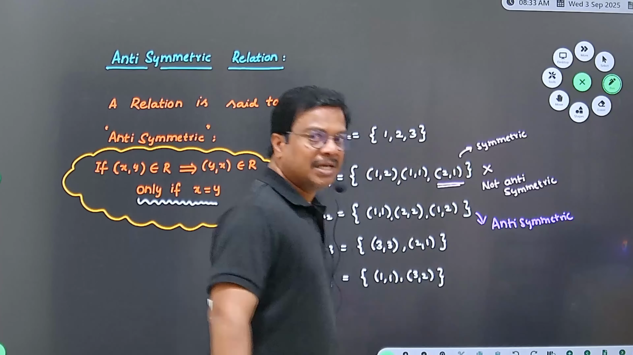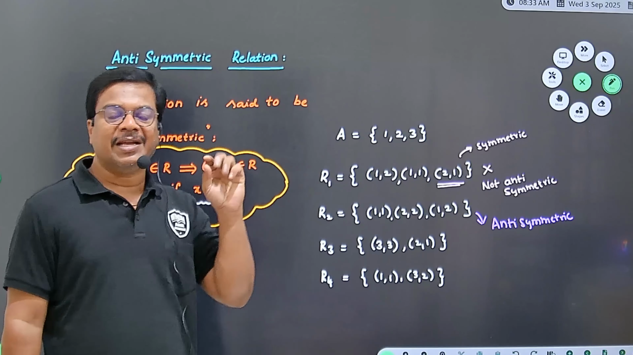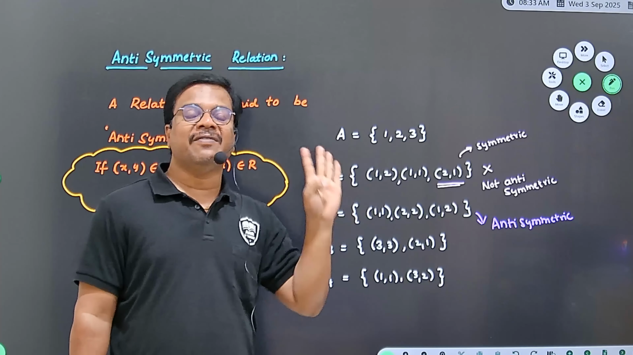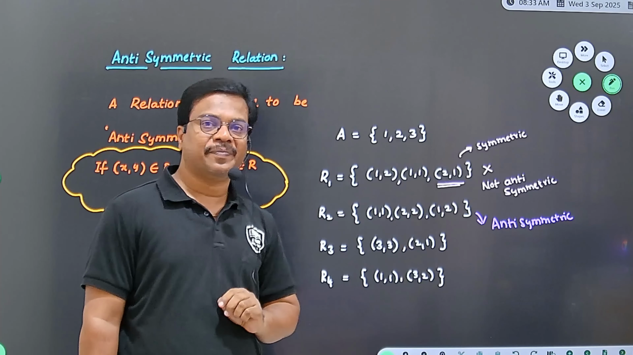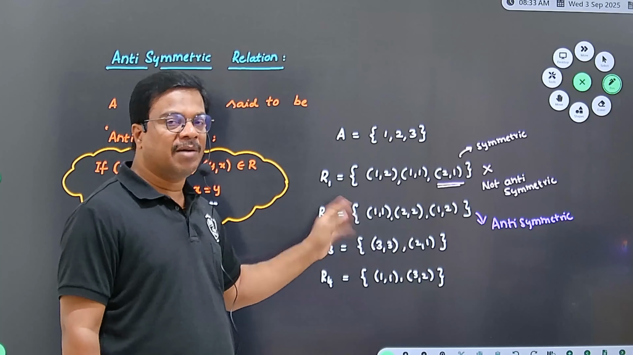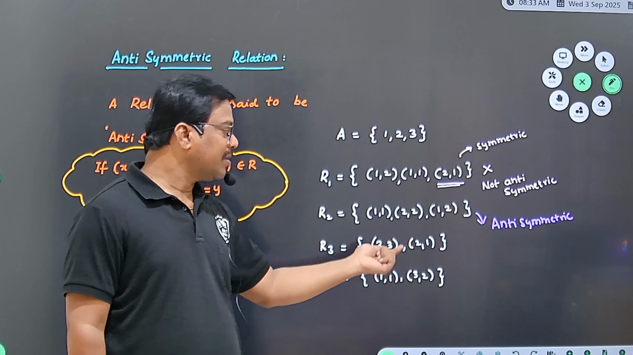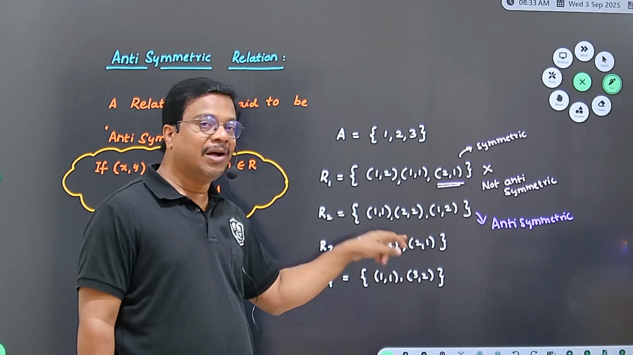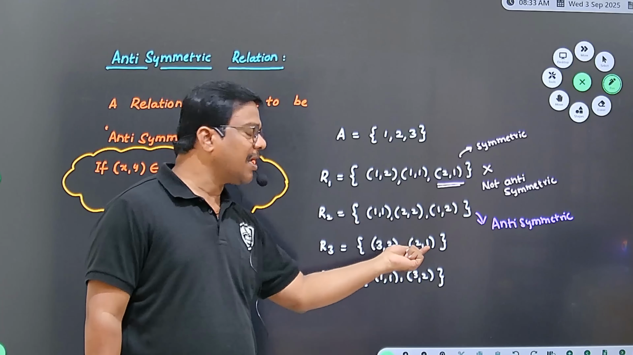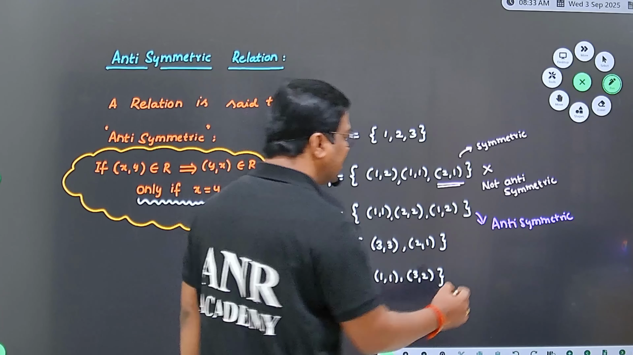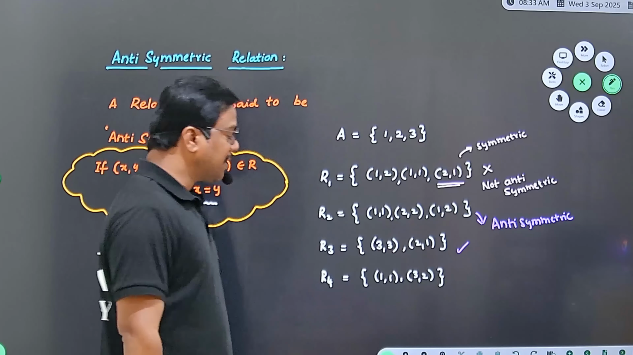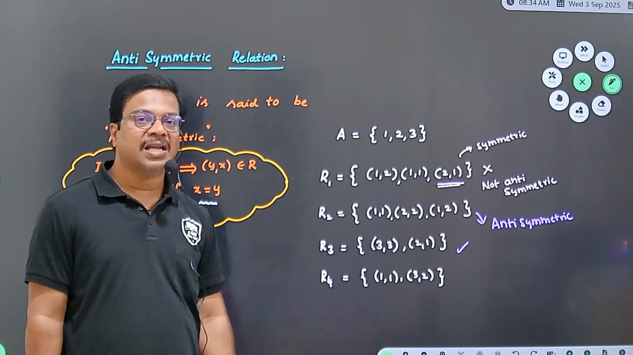Just remember, there is a possibility to write its symmetric pair only when both the coordinates are same. Yes, here 3 comma 3, obviously that is present in the relation. 2 comma 1, yes, its symmetric pair is not present in that relation. Why? Because they are unequal. So it is antisymmetric.